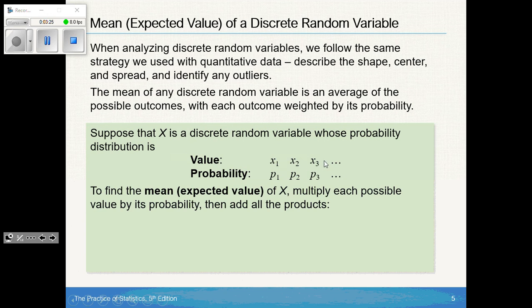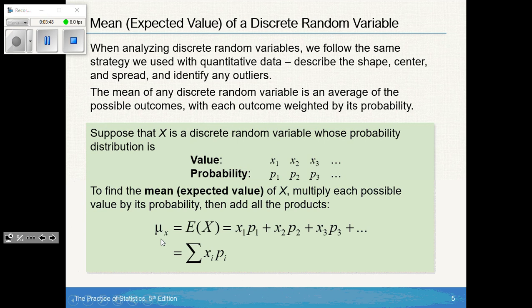If I have all these different values and all their corresponding probabilities, then to find the mean, I'm going to take each number times its probability, plus the next number times its probability, plus the next number times its probability, and so on and so forth, and add those things up. That's what this formula is telling me.